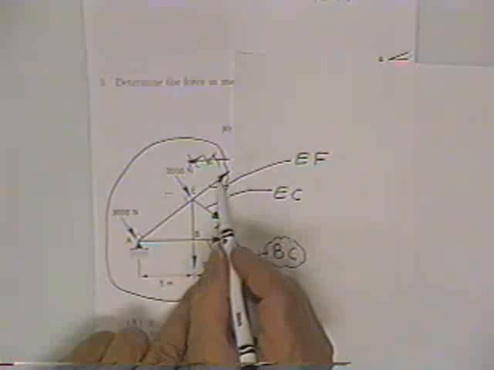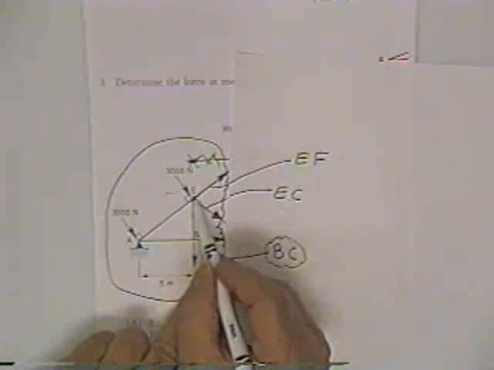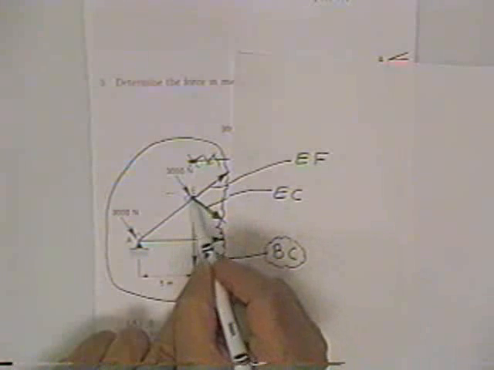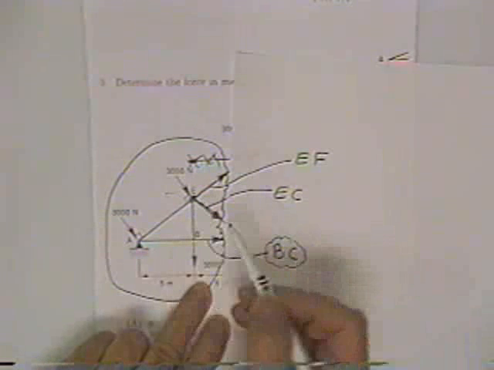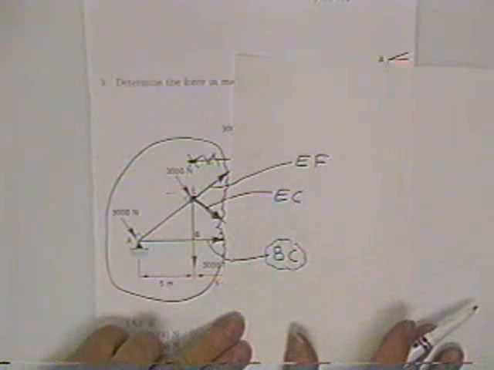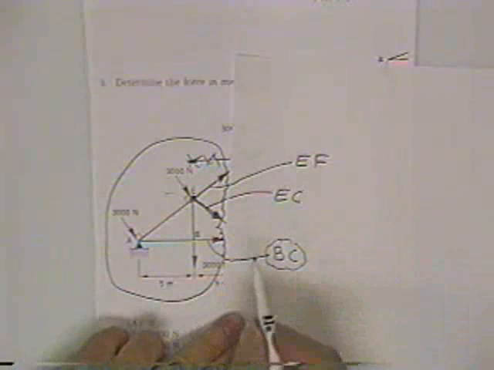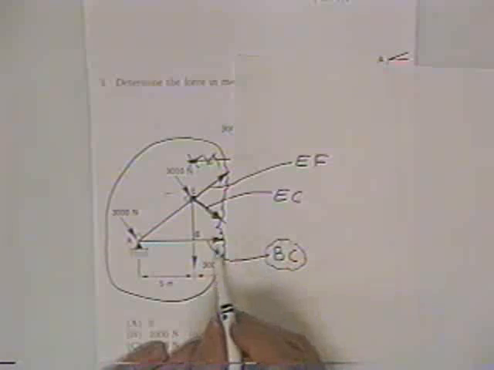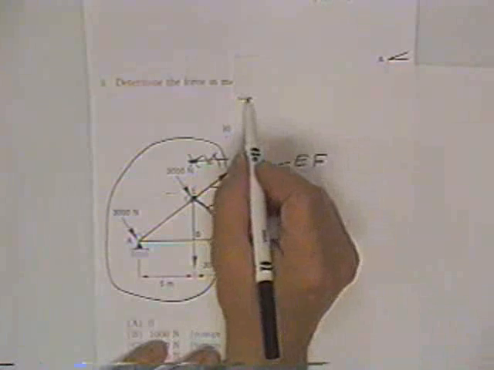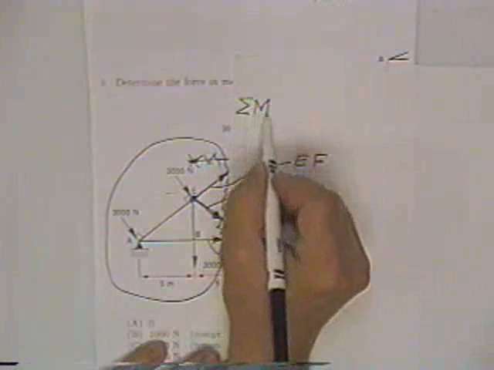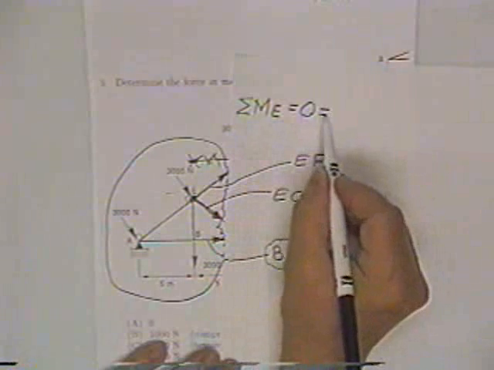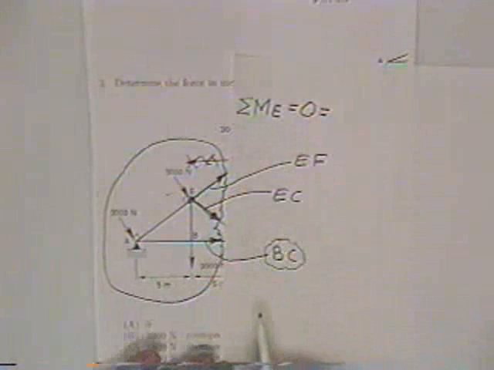What you do is you follow these two forces until they meet at a point. You follow them until they meet at a point. If you'll sum moments about that point, they'll drop out because they won't have a moment arm. Therefore, the easy way to get the force in member BC is to sum moments about point E is equal to 0 is equal to.